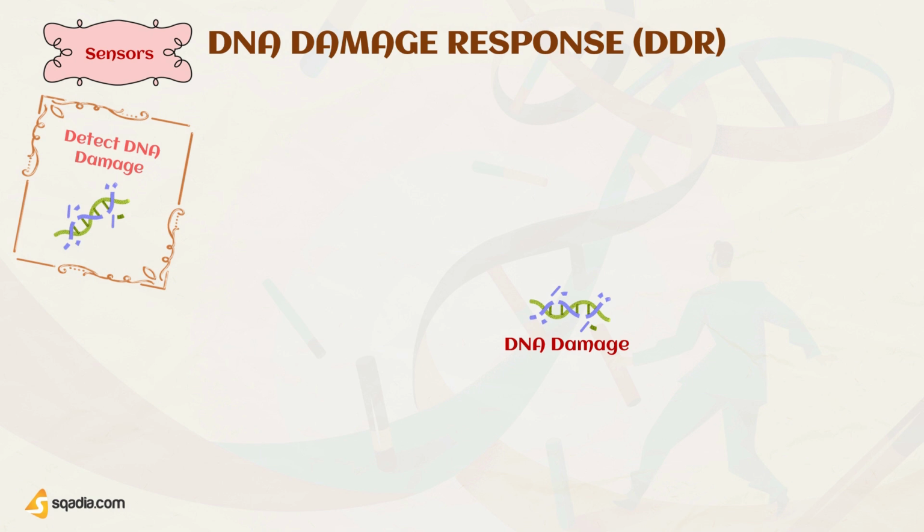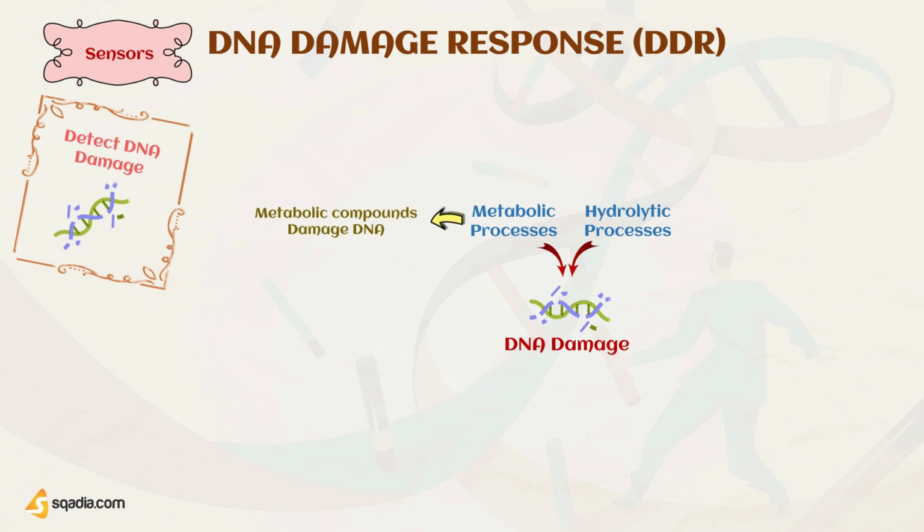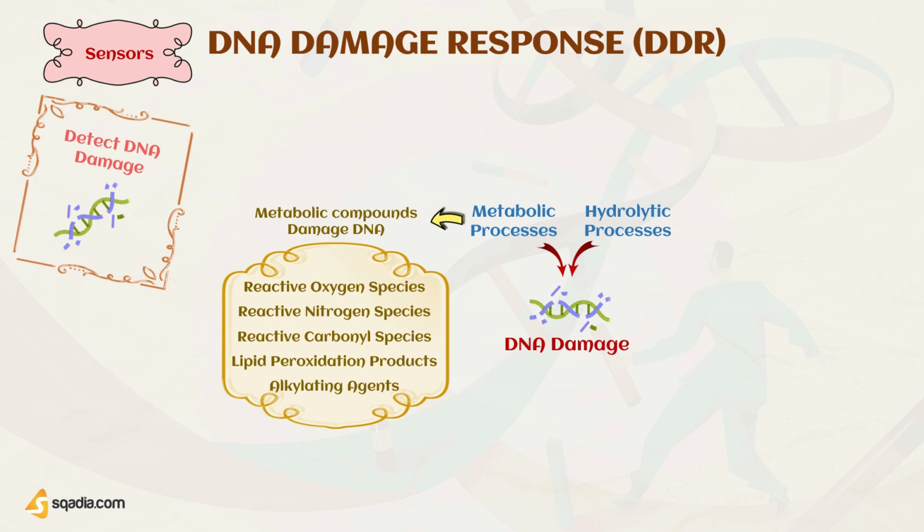Damage to DNA that occurs naturally can result from metabolic or hydrolytic processes. Metabolism releases compounds that damage DNA, including reactive oxygen species, reactive nitrogen species, reactive carbonyl species, lipid peroxidation products, and alkylating agents. While hydrolysis cleaves chemical bonds in DNA.